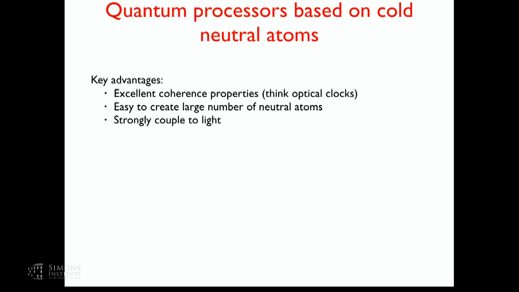So as I already mentioned, I will be talking about quantum systems based on cold neutral atoms. Those systems have a number of key advantages. First of all, they can have excellent coherence properties. For example, if you think about optical clocks, this is one of the most coherent and most precise measurement devices that man ever made.